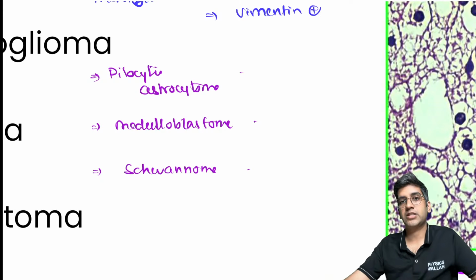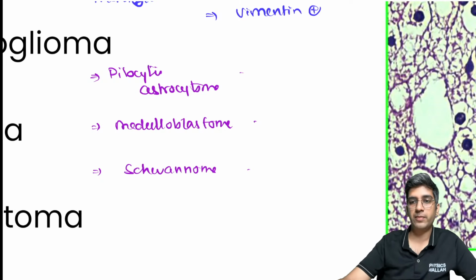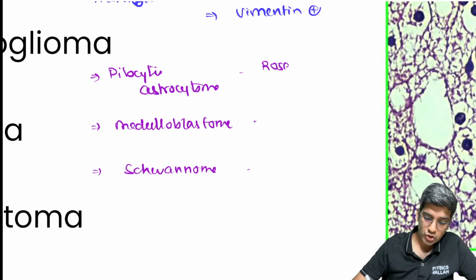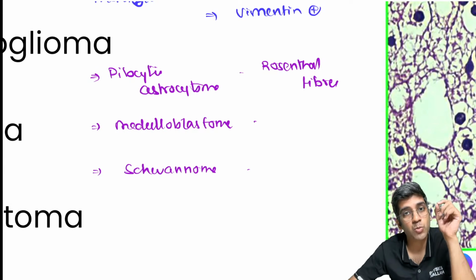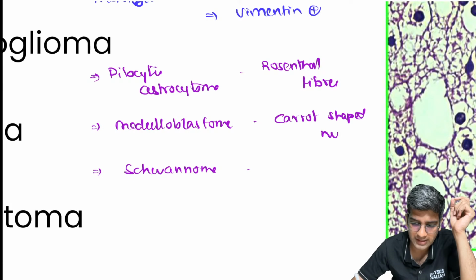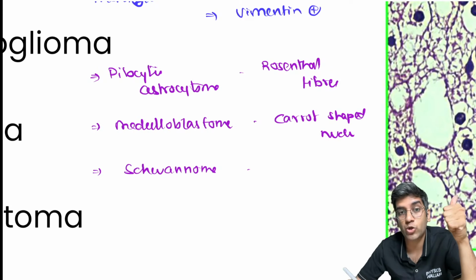PR positive, thus not ER. Progesterone receptor positive for meningiomas. For pilocytic astrocytoma, yes, it's Rosenthal fibers, a classical finding: elongated pink fibers. Medulloblastoma is a small round blue cell tumor, with a classical finding called carrot-shaped nuclei, tiny elongated nuclei. Along with that, you have Homer Wright rosettes.